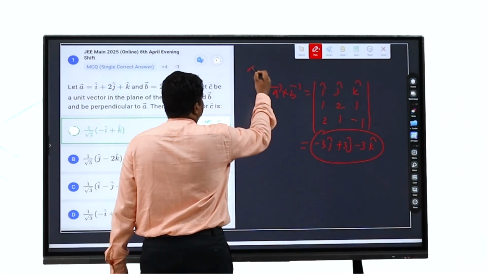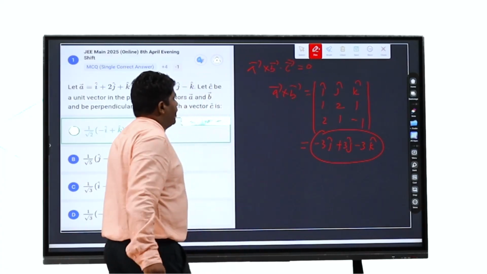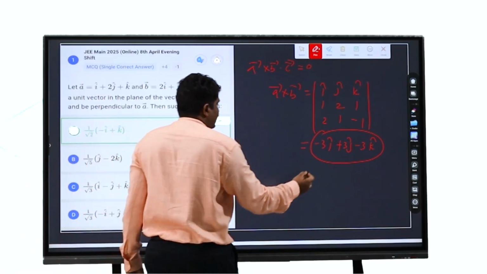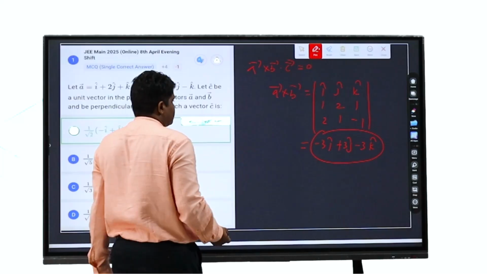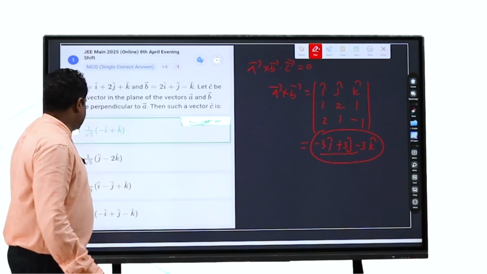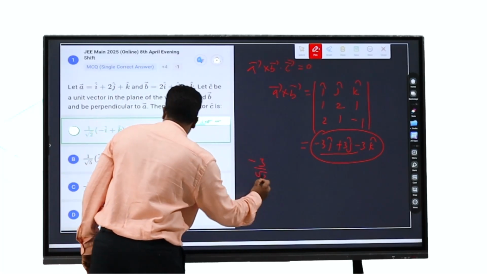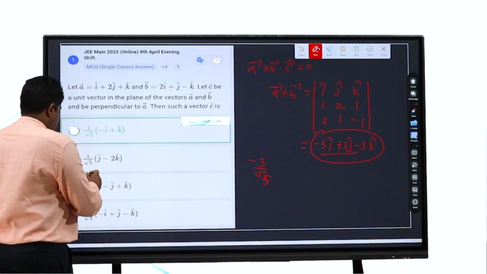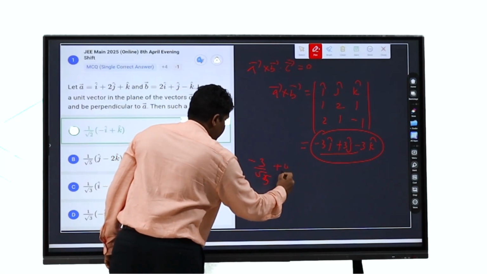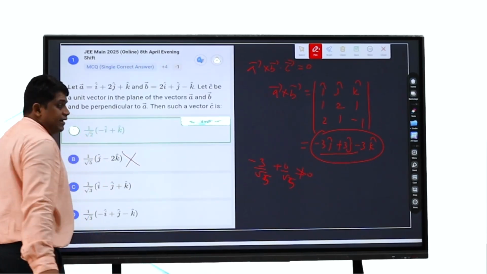We have A cross B dot C equal to 0. Why? Because A, B and C are coplanar, lying in the same plane. So whichever vector gives a dot product with A cross B equal to 0, that we can check. 1 by root 5 into minus 3, minus 3 by root 5, minus 2 by root 5 into k, that is plus 6 by root 5. It is not equal to 0, which means this can be cancelled.